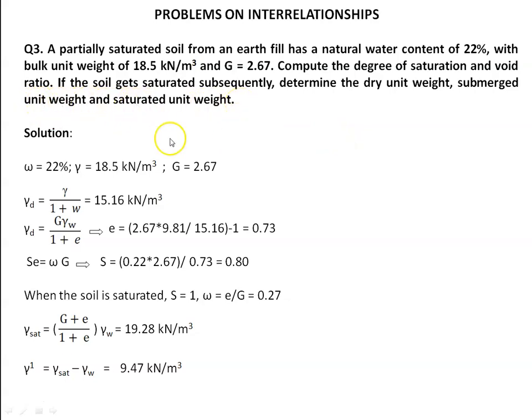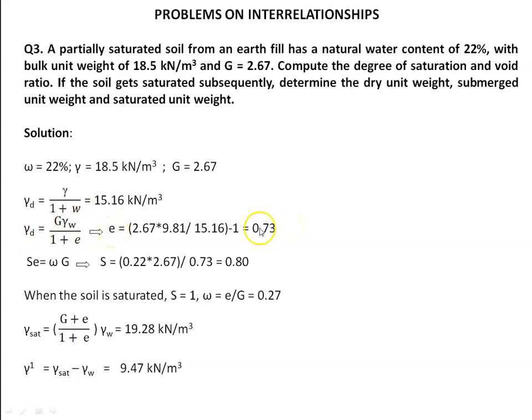Here water content is given, bulk unit weight is given, specific gravity is given, so that we can find the dry unit weight, which is equal to bulk unit weight divided by 1 plus water content. Then once again by taking the dry unit weight equation, which is equal to Gγw divided by (1+e), we can estimate the void ratio, because dry unit weight is already calculated using the equation. By substituting dry unit weight 15.16 in this equation we can estimate the void ratio.